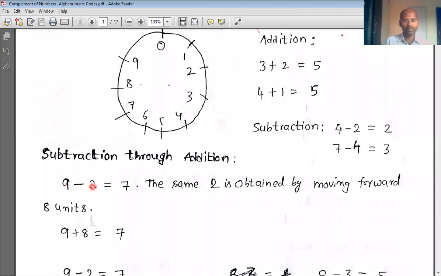So for subtracting 2, we have to move backwards. So we arrive at 7. That is our answer. This 7 can also be obtained by moving forward only.